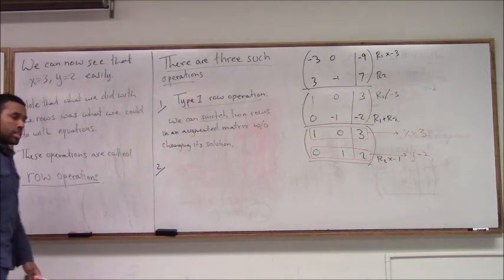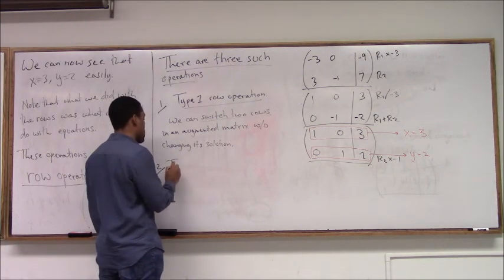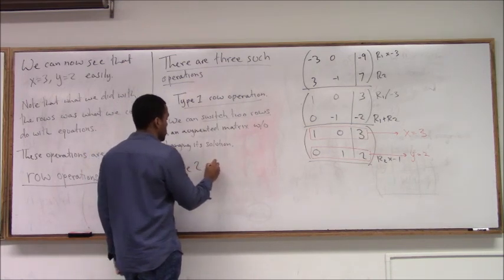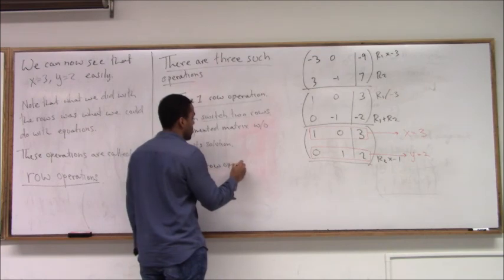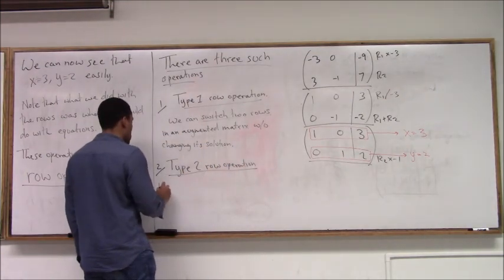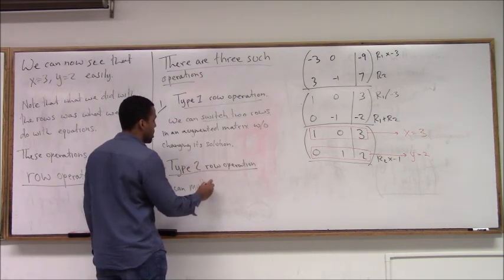Here's another thing that I can do with systems of equations, and hence I can always do with an augmented matrix that represents such a system. This is called a type 2 operation, and this is multiplying a row by a non-zero constant.